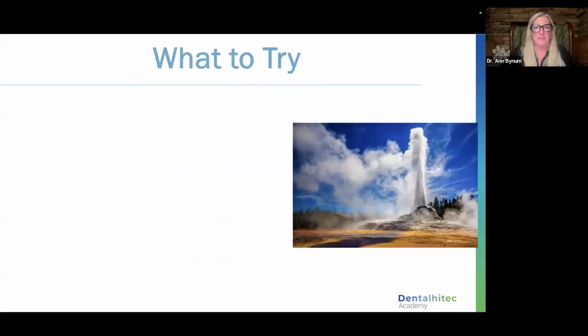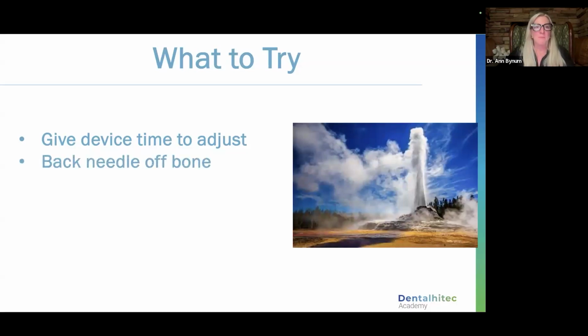So how are we going to get ourselves out of this? Things that you can try: the first thing to do is give the device time to adjust. These are very smart computerized devices. They figure it out a lot of the time, and they'll slow the rate of anesthetic down, and you'll just keep your foot on the pedal and go along.